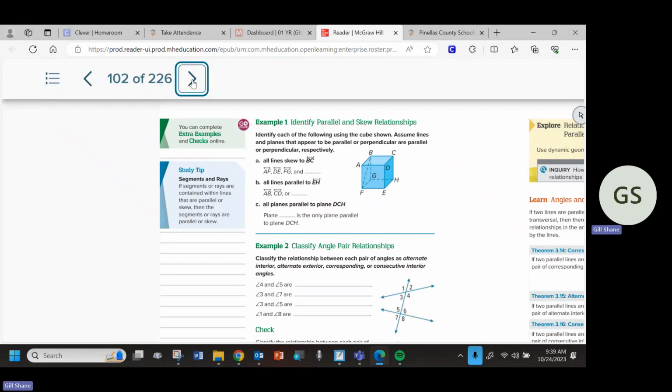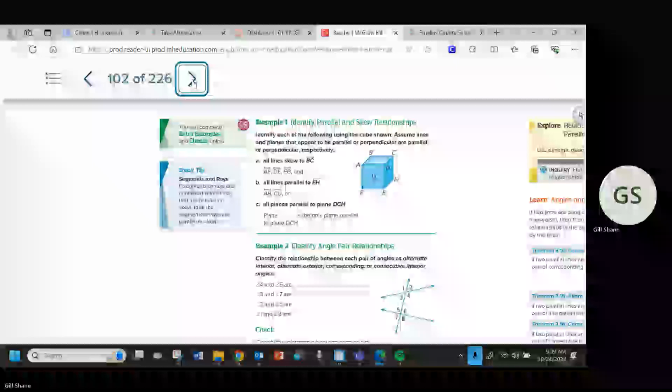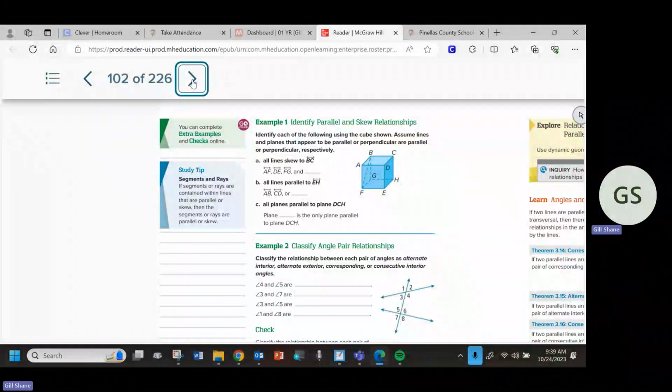All right, so actually, I don't even really need to be at the board. You have it in your books. So angles 4 and 5 are what? Does everybody agree with that? Alternate interior. Yeah, they're inside and they're on opposite sides of the transversal.